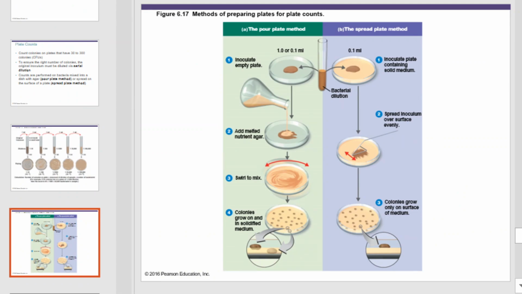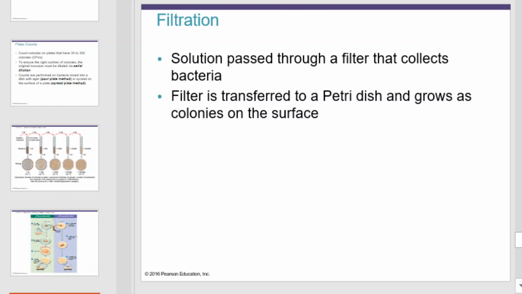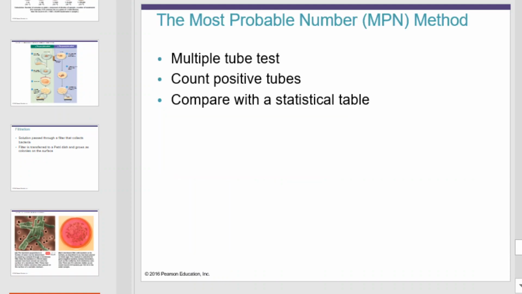This is an example of the pour plate method, where the material is poured onto the plate and agar is added to it on the left, and on the right, the spread plate where the material is added to the plate, and then we use a spreader to distribute it. Filtration. In filtration, the solution will be passed through a filter that collects the bacteria. The filter is transferred to a petri dish and grows as colonies on the surface.